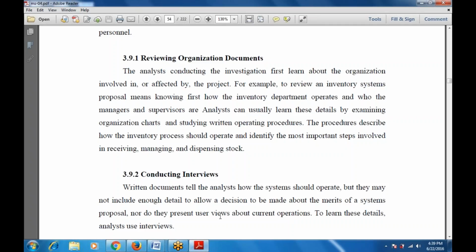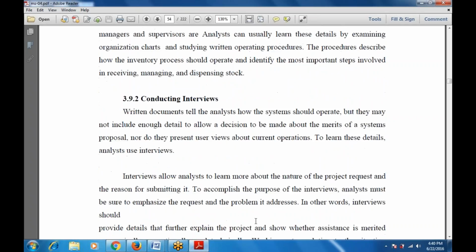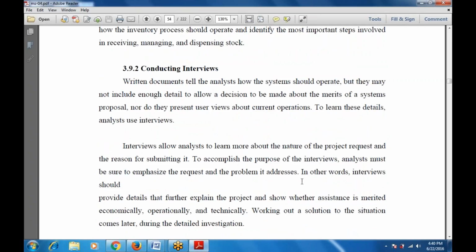That means the written documents are not enough to get the details that allow a decision to be made about the merits of a system proposal, nor do they present user views about the current operations. And to learn these details, analysts use interviews. Interviews also allow analysts to learn about the nature of the project request and the reason for submitting it.